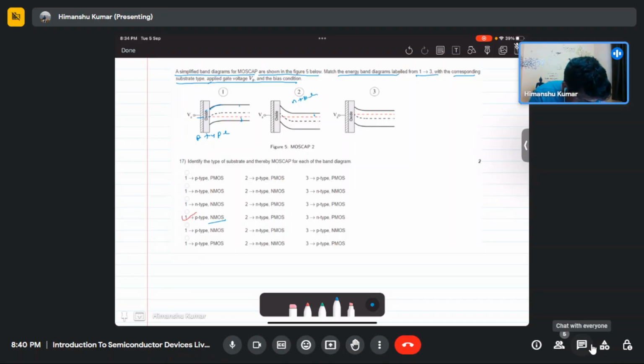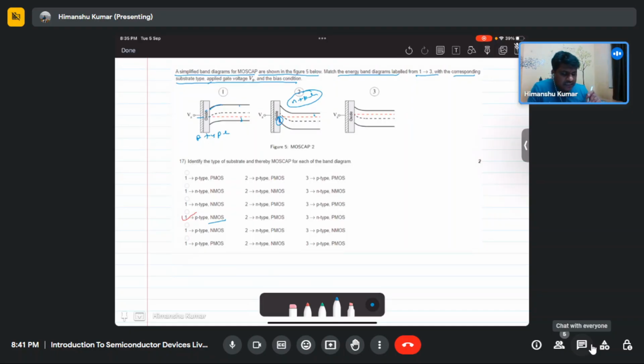As we apply the bias, there is a depletion, and at this applied bias there is formation of holes. So the surface is becoming more p type, so it is getting inverted. With applied bias it is becoming more p type compared to the n type in the substrate.